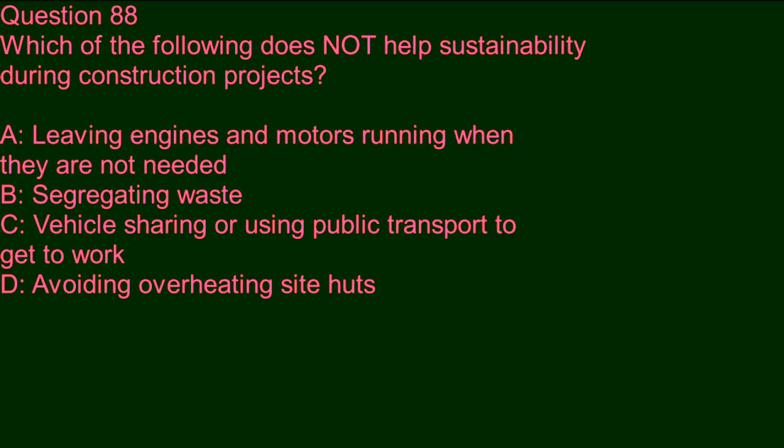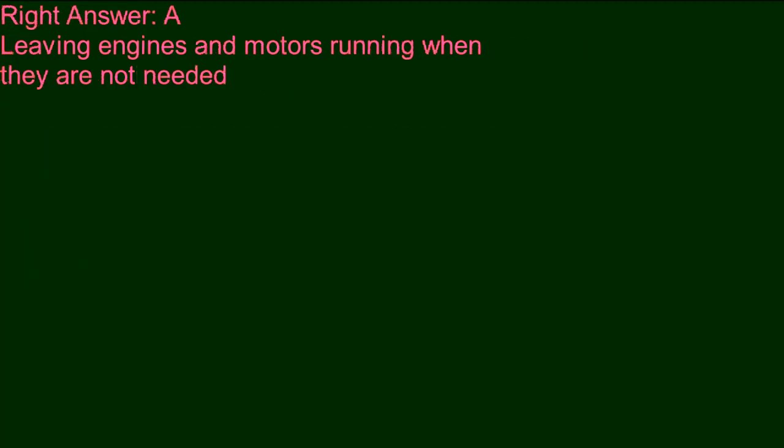Which of the following does not help sustainability during construction projects? A. Leaving engines and motors running when they're not needed. B. Segregating waste. C. Vehicle sharing or using public transport to get to work. D. Avoiding overheating site huts. Right answer, A. Leaving engines and motors running when they're not needed.